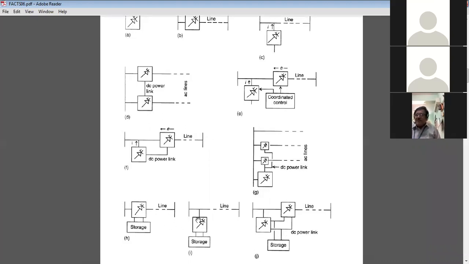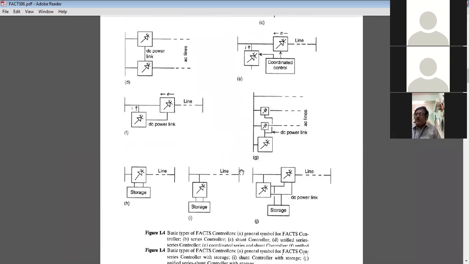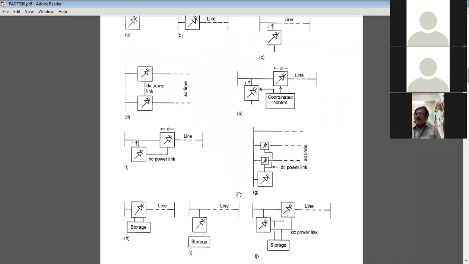Once the storage is absent, these components generally draw reactive power from the line, whereas in this case it will supply real power also. That means the control is increased, it will inject real power and also reactive power. The compensation of reactive power also takes place in either case. So these are considered with storage and without storage.